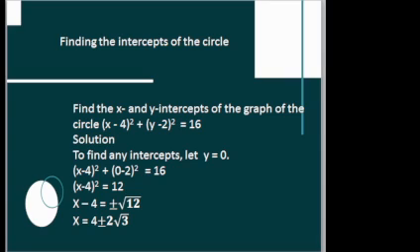Because we add 4 to both sides. So x minus 4 plus 4 is 0. So the remaining term at the left side is already x. And we have 4 plus and minus 2 square root of 3.